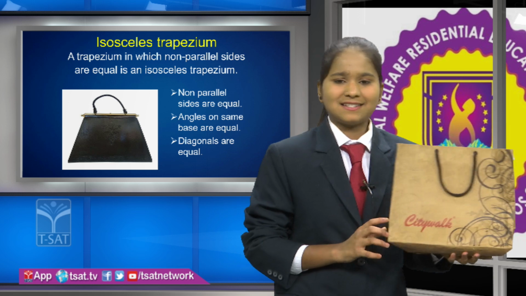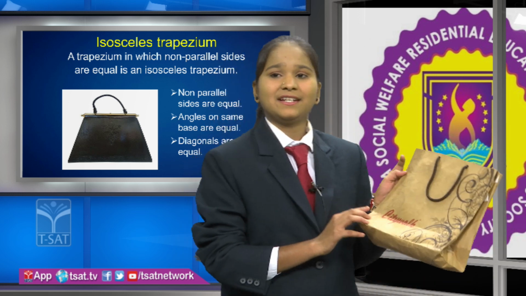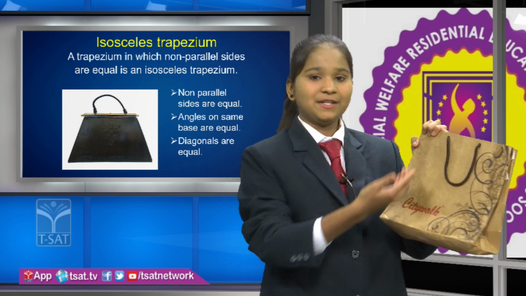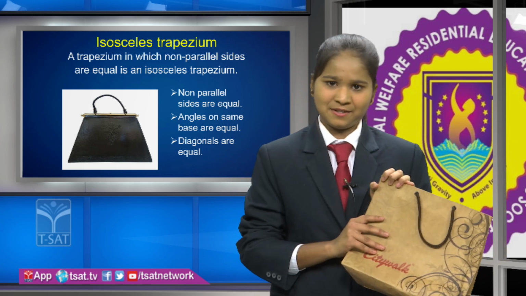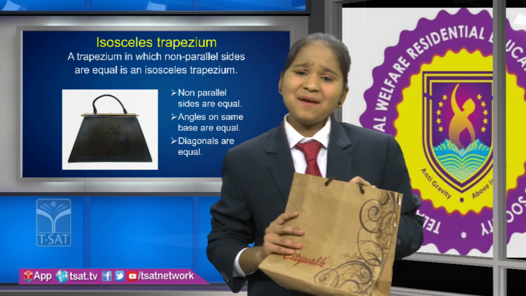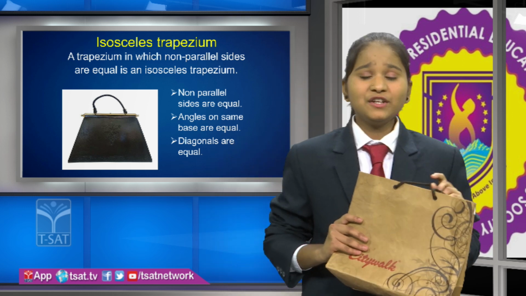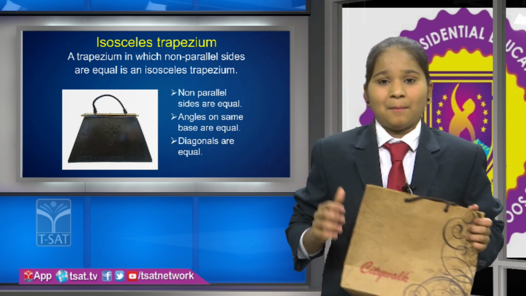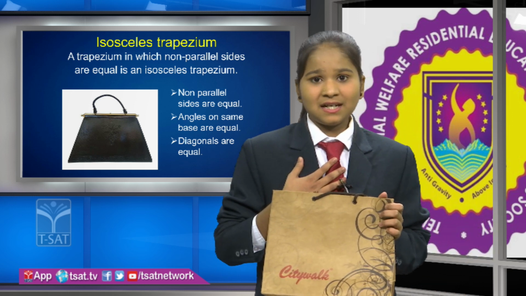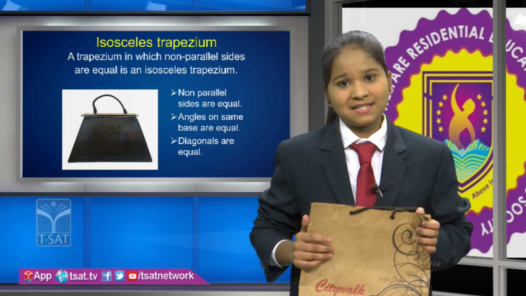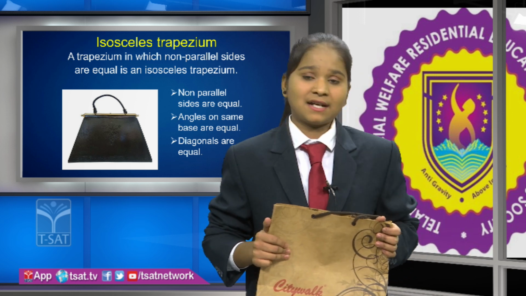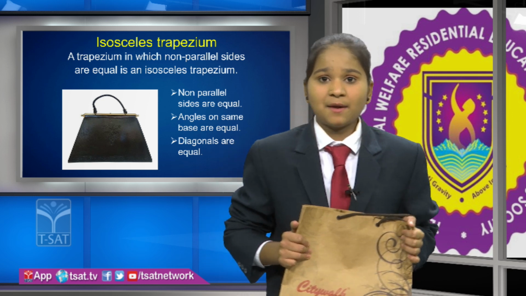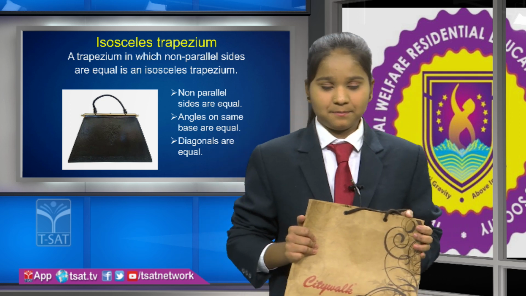Here, it is a bag. It is an isosceles trapezium. By this, I conclude that we are using many plastic bags. So friends, my personal request is: don't use plastic bags, use gunny bags or jute bags. By using plastic, we are polluting our environment.